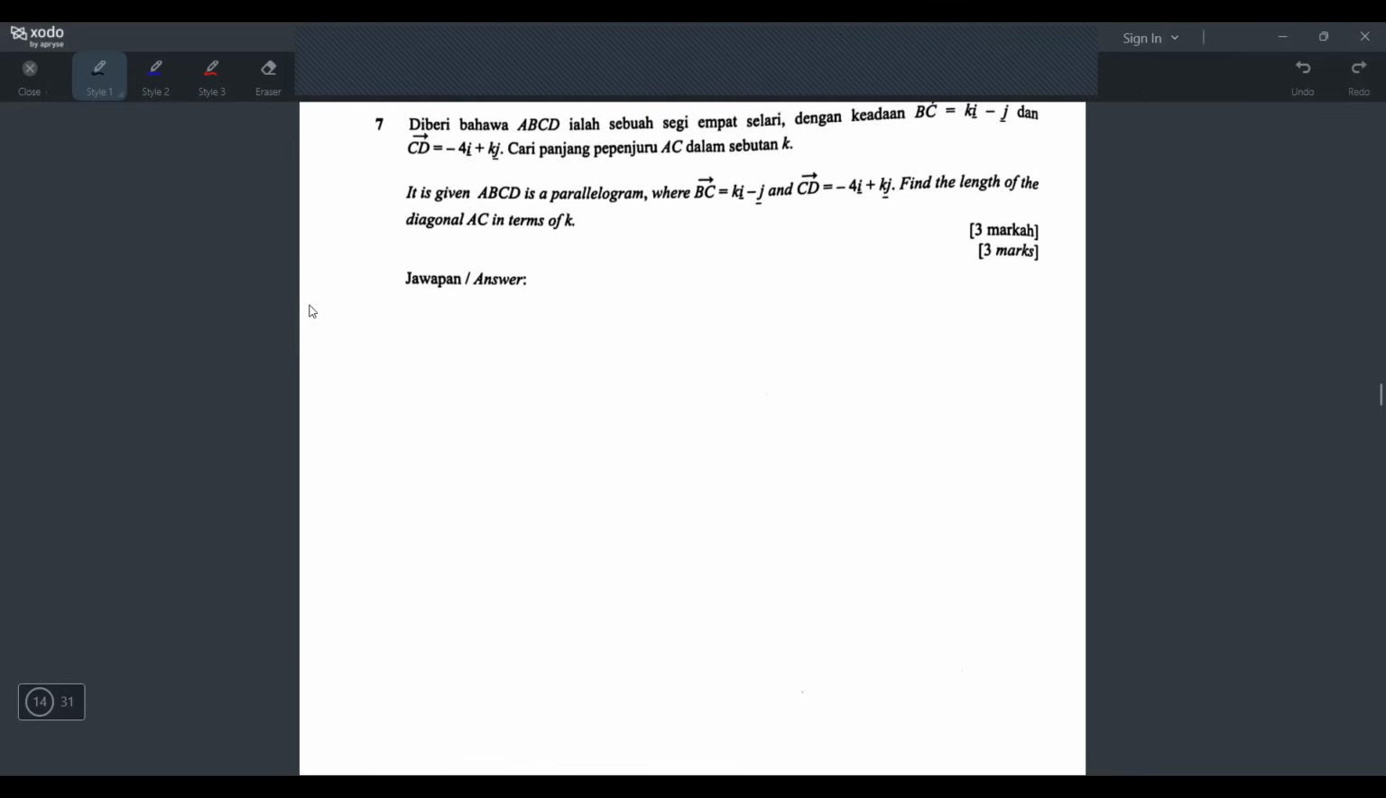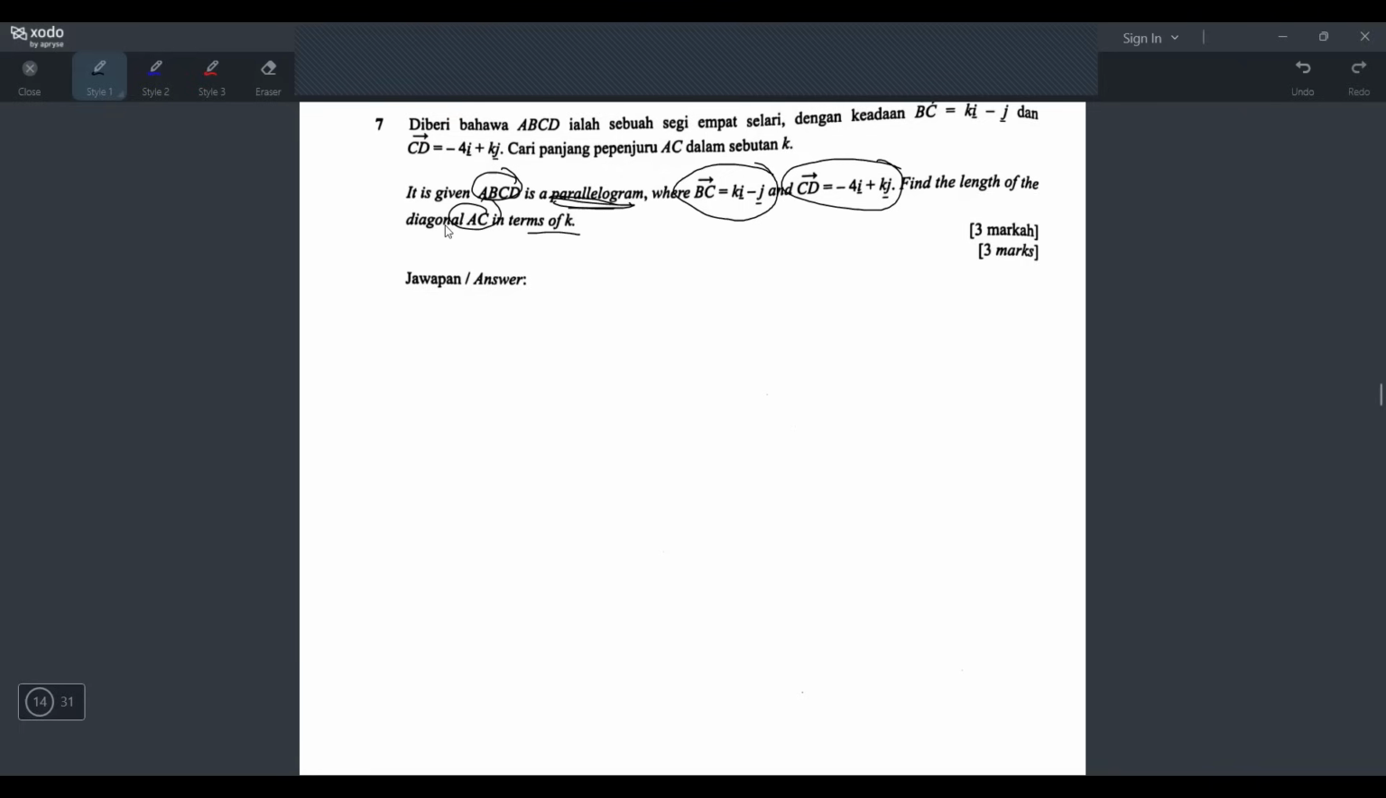Number 7. Let's read the question. It is given that ABCD is a parallelogram. If it's a parallelogram, it means the opposite sides will be parallel and equal in length. All right, and then they say vector BC is ki minus j. CD is negative 4i plus kj. Find the length of diagonal AC in terms of k.